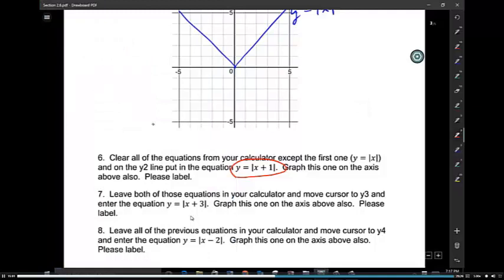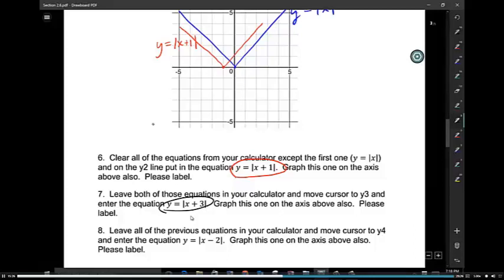Okay, so I'm going to graph that one. So this time the vertex was right here, but it was still the same shape, right? The lines were still parallel, same width, just moved over. So that one was y equals absolute value of x plus 1. Remember, the plus 1 was on the inside, right? Okay. And let's go to the next one. It says this time, let's go to y3 and put in absolute value of x plus 3.